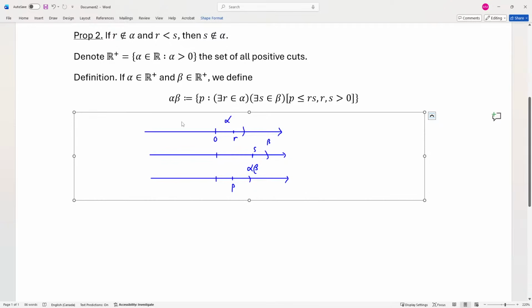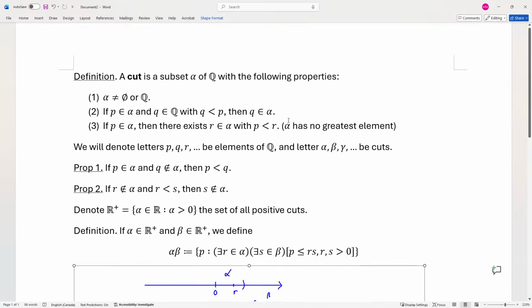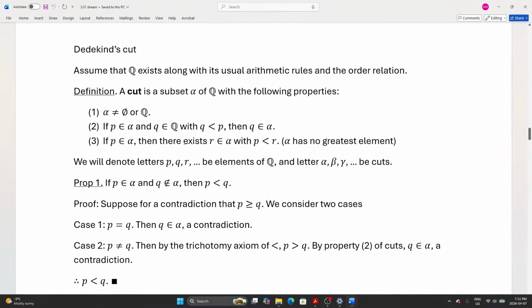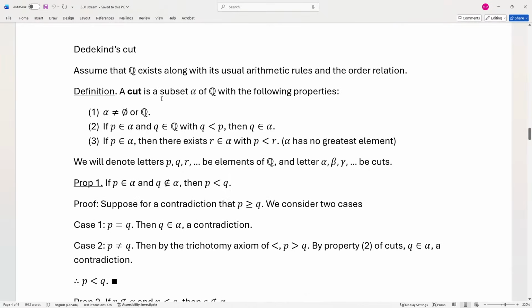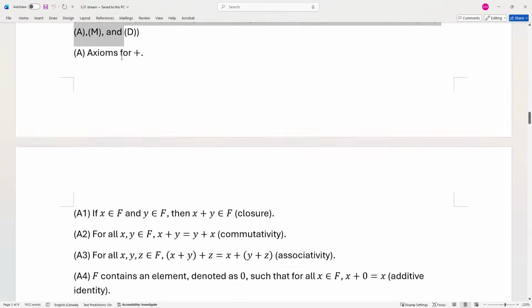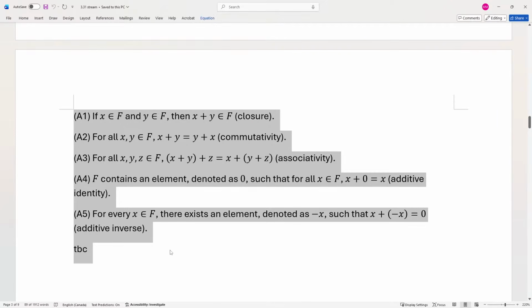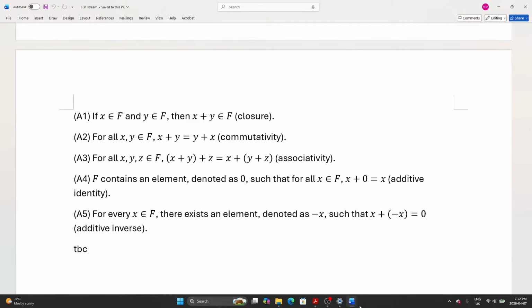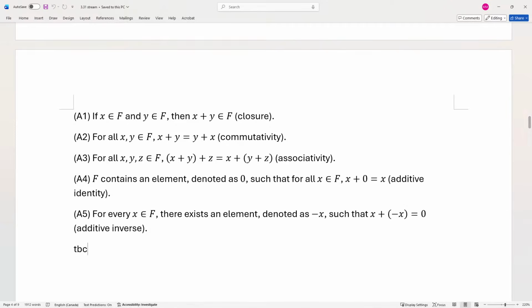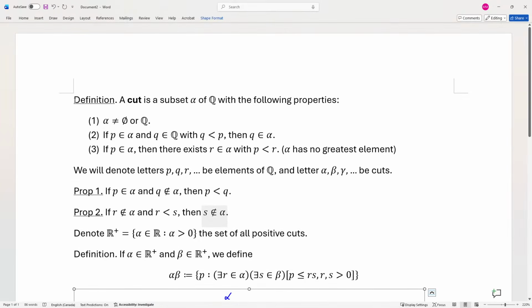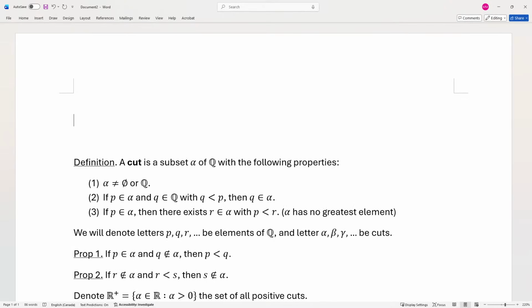We need to verify it behaves the way we want it to, right? So for that, let's go back to our note on the last stream, which is March the 31st. Okay, we didn't finish defining the field. All right, so in the field, we need to have two operations, addition and multiplication, and they need to satisfy a bunch of axioms. We only defined the axioms for addition last time because we only managed to complete discussing addition. So now let's complete this definition.